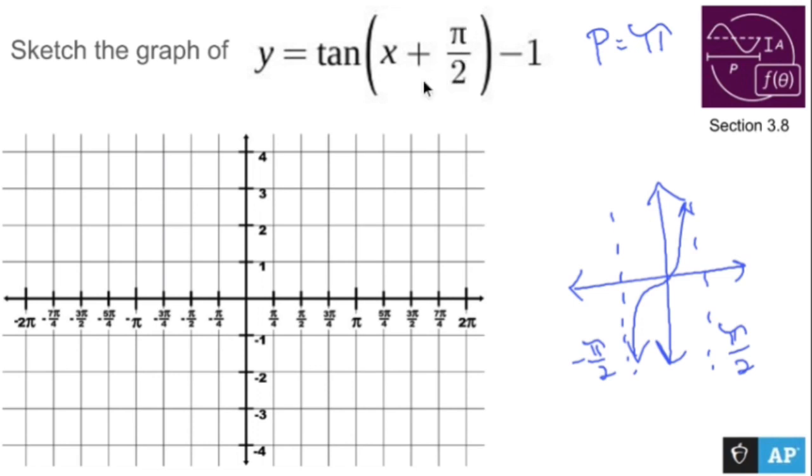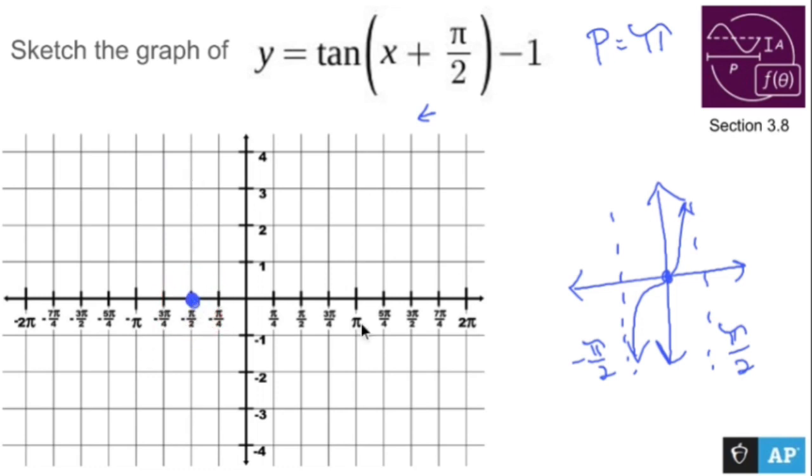This is telling me that I have a phase shift. And since it's a positive pi over 2, whatever's inside the parentheses with x is opposite of what you think. Normally you think positive means right, don't you? This means left. So my graph no longer goes through the center 0, 0. I'm going to move my center to negative pi over 2, 0. So there's my center now.